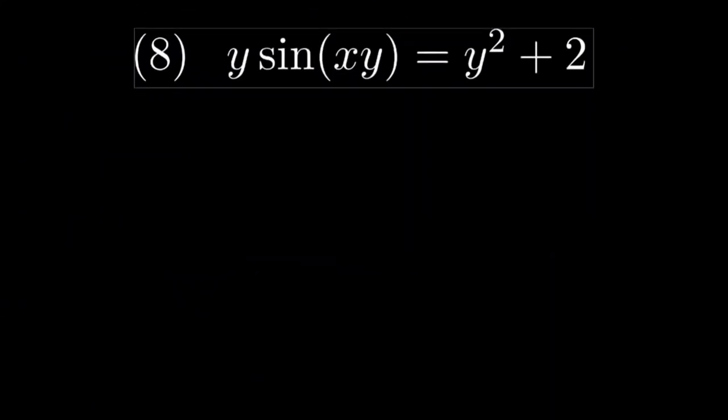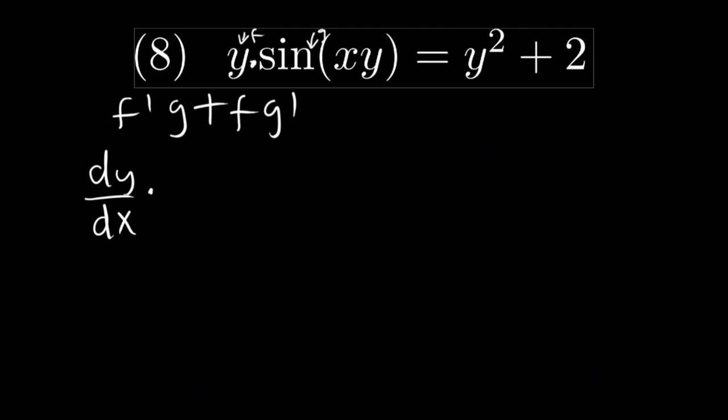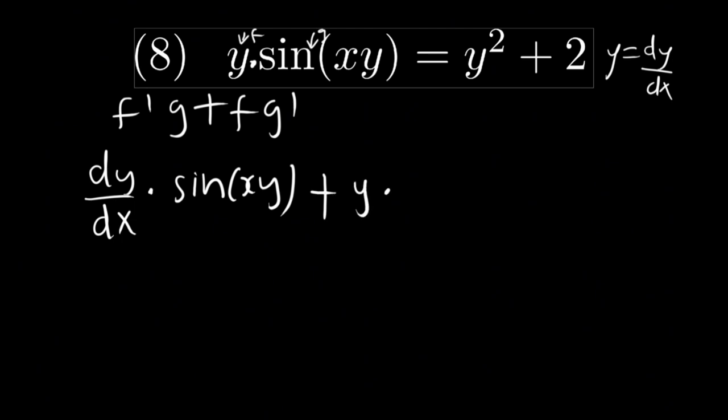Now for question number 8, to find dy over dx, we start off by deriving each function individually. Now here we have multiplication. So we'll use the product rule, which says that f dash g added by f g dash is the derivative. Now here we have f, and this here is g. So f dash will be dy over dx multiplied by g, which is sine x y, because we know that the derivative of y is dy over dx, added by f, which is y, multiplied by g dash.